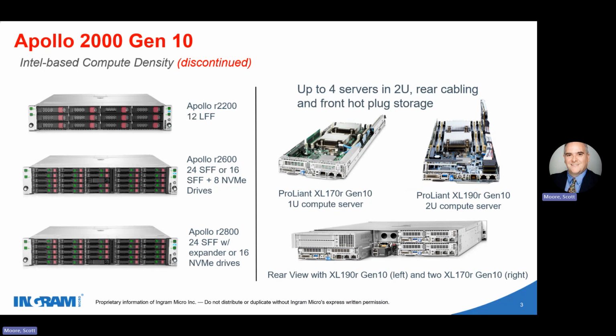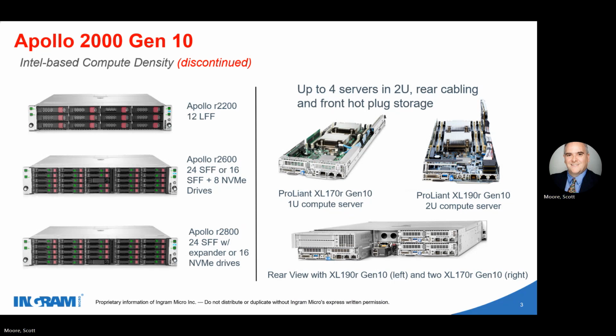Now within the Apollo 2000 line, the Gen 10 line, there were 3 different chassis. And like the server names ended with R, you'll see the chassis all started with R. There was an Apollo R2200 chassis, which had 12 large form factor drive bays, 3 drives being assigned to each server node, or I should say each server slot within the chassis. The Apollo R2600 came in 2 flavors, a 24 small form factor or a 16 small form factor plus 8 NVMe drive version, again with the drives equally split up between the 4 slots for servers in the back of the chassis.